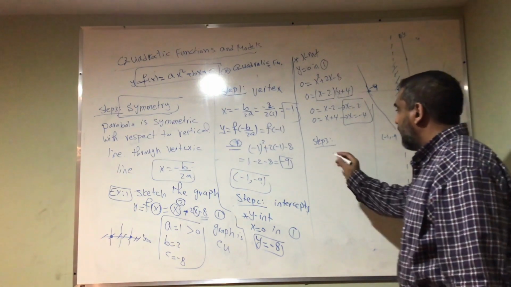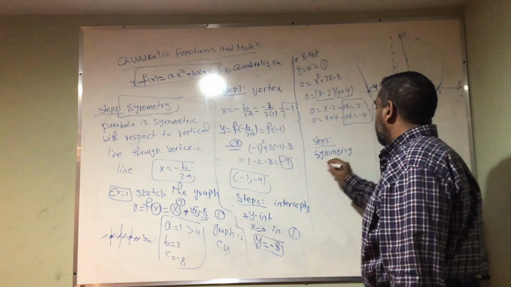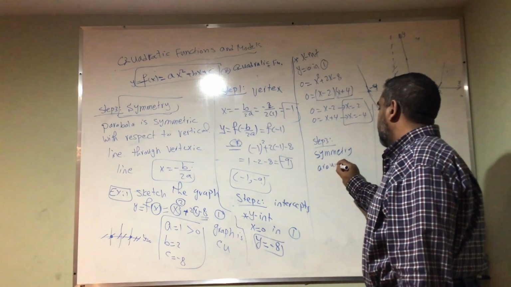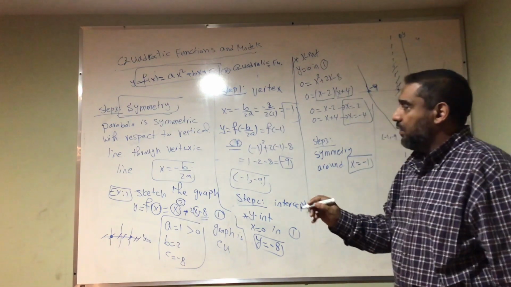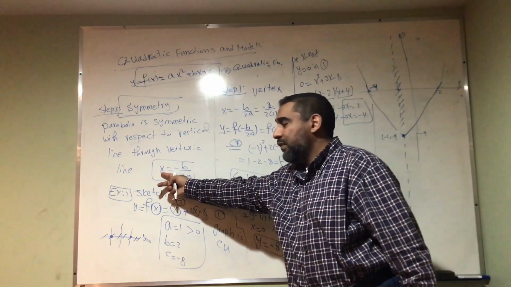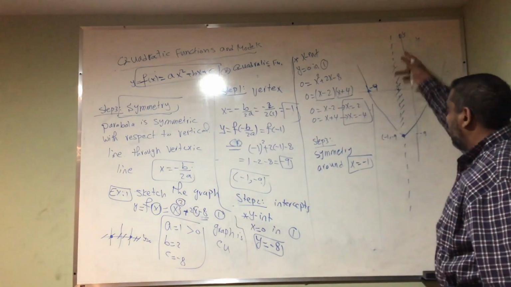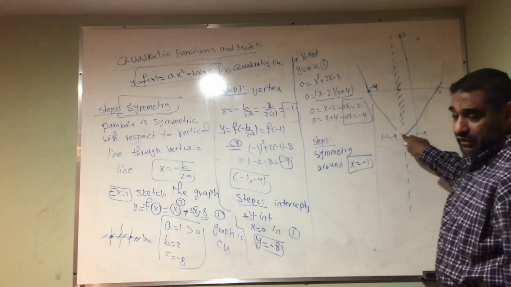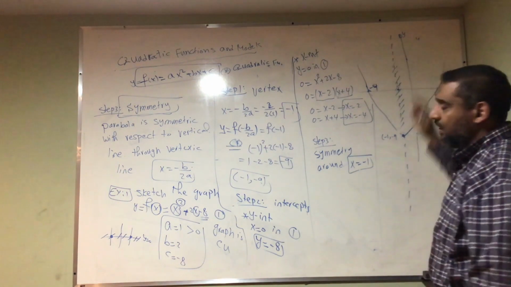So you have symmetry. That's the last step here. I check the symmetry around x equal -1. What is x equal -1? That is your vertex, the vertical line, which is called x equal -b/2a. That is x equal -1. That's what you have. You figure out the vertex, you figure out the x-intercepts, just connect them like this, and you are done.